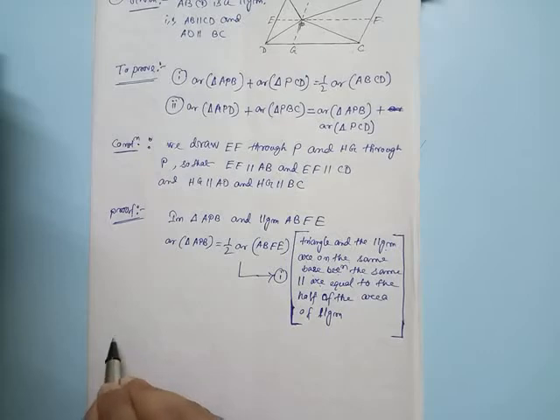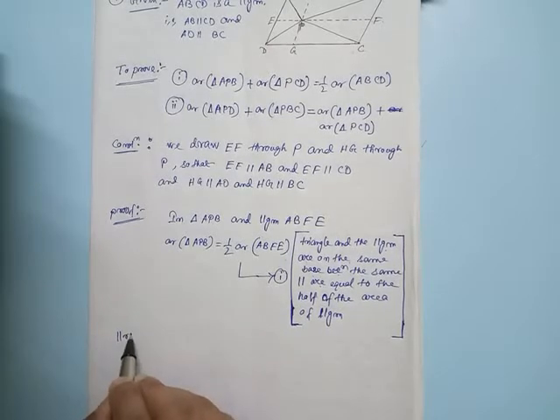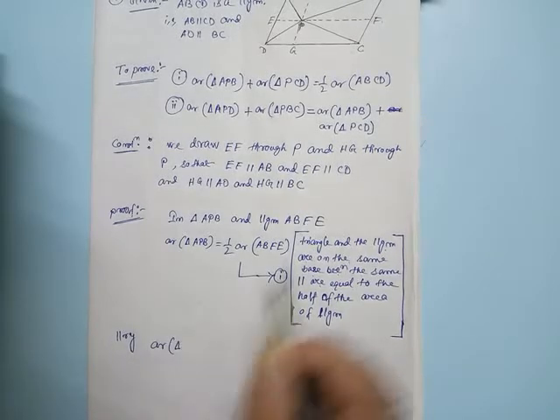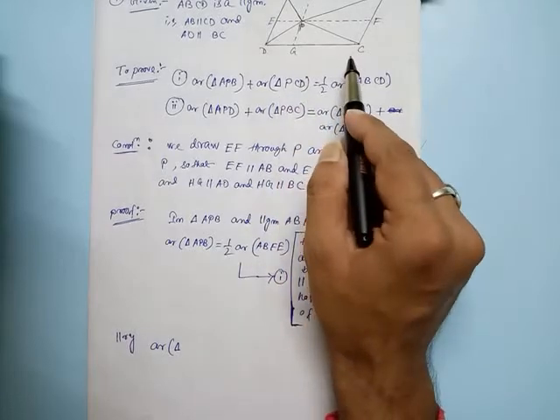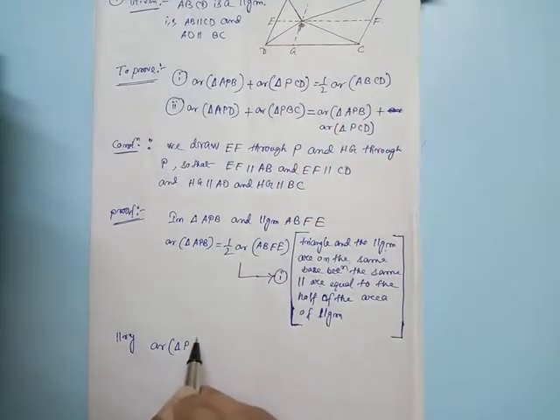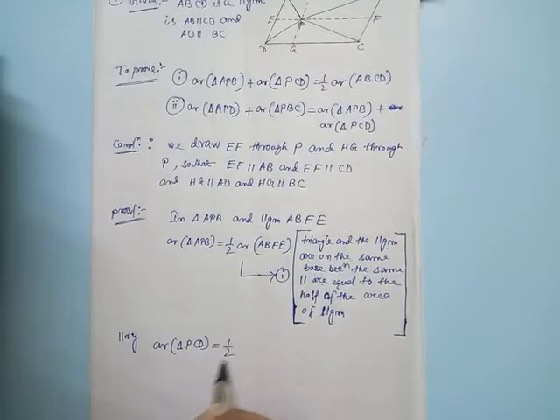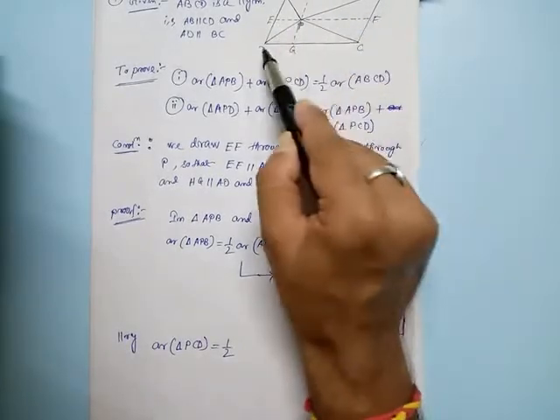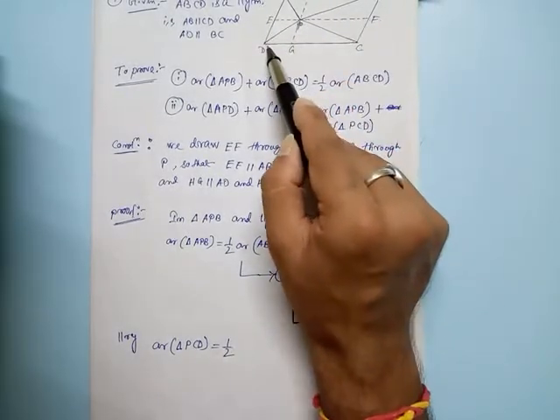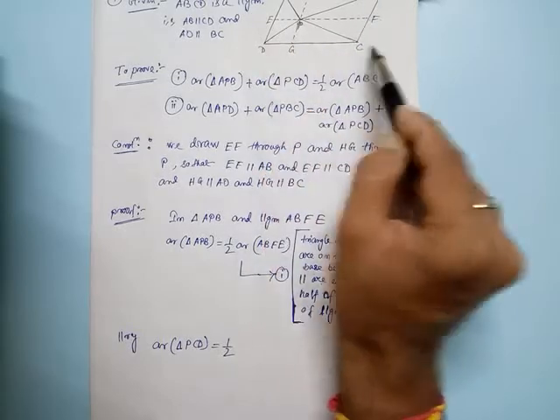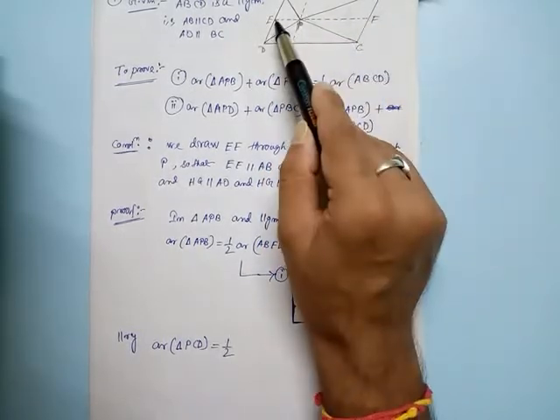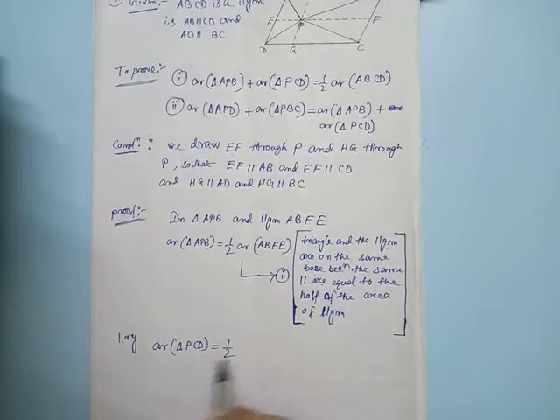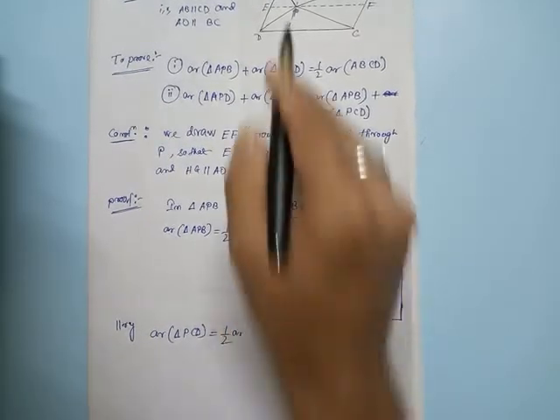Similarly, area triangle PCD equal half. Now look, area triangle PCD, here EF parallel to CD and having the same base CD, between the same parallels EF and CD. So area triangle PCD equal half the area EFCD. So I'll write here area triangle PCD equal half area EFCD.